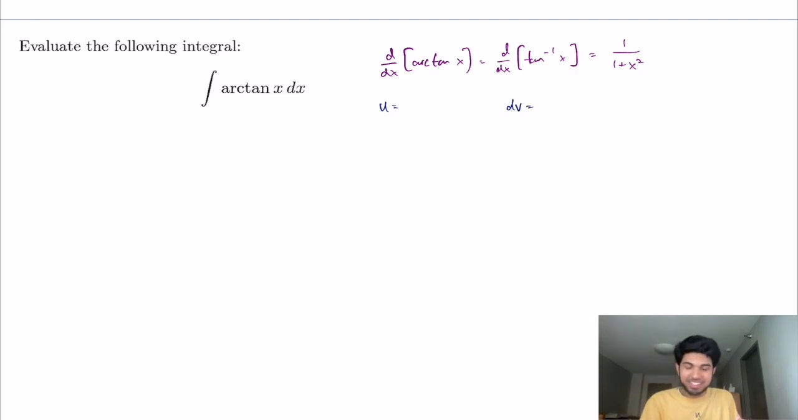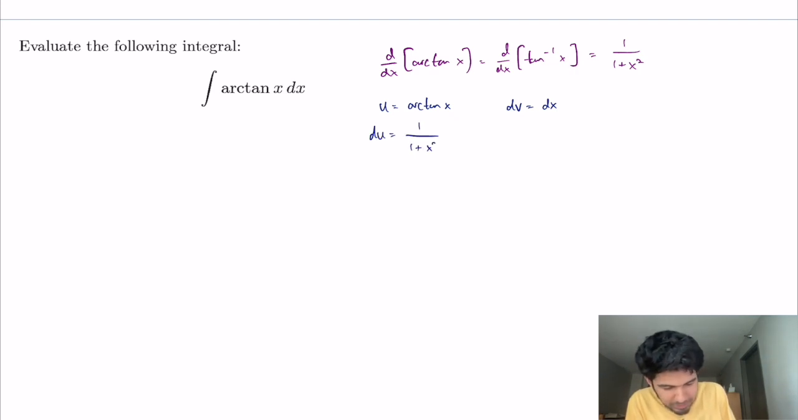I'm not putting the arctan on the dv side because then I would have to find the integral of it to get v. So that means let me put arctangent of x on the u side and we'll give dv dx. Now we see why I mentioned the derivative of arctangent, because we need to find du. So du is going to be equal to 1 over 1 plus x squared times dx. On the right-hand side, the integral of dv is v, the integral of dx is x.